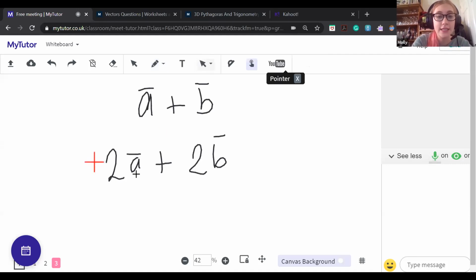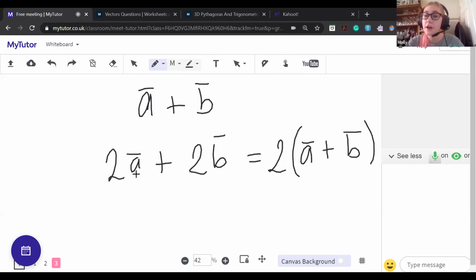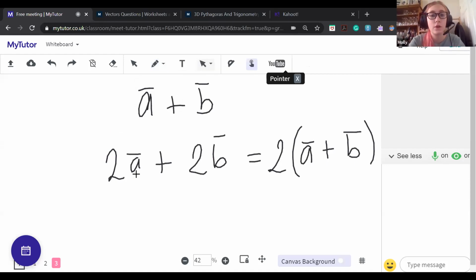And that's because this can be written as 2 lots of a plus b. So that's where the kind of vector proofs part comes in, because we've written this in terms of this one. We've written it as a multiple.